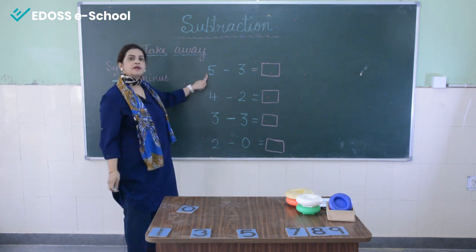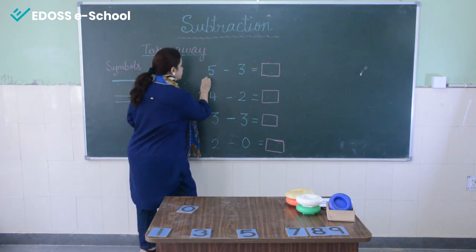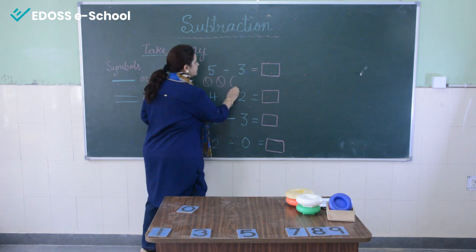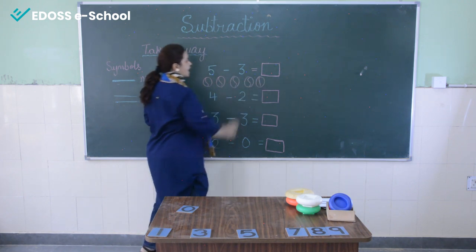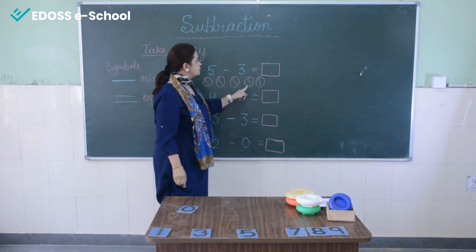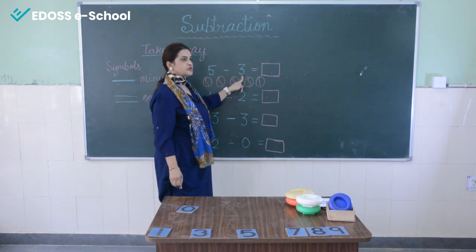So the first number is 5. I am going to draw 5 objects here. Let me draw 1, 2, 3, 4 and 5. How many balls are there? 5. 1, 2, 3, 4 and 5. And I have to subtract, minus 3.